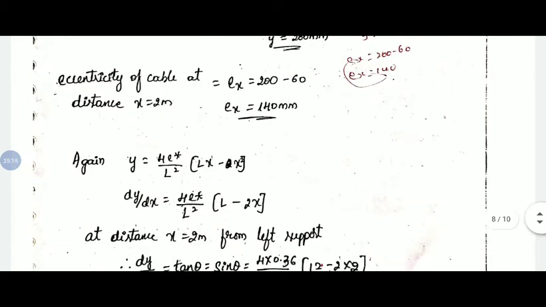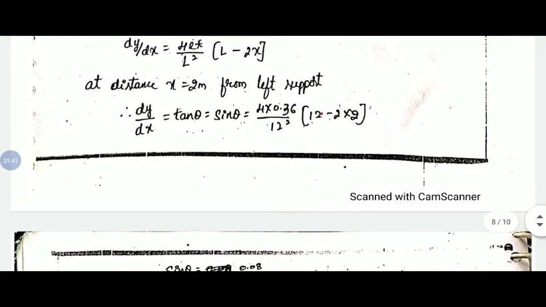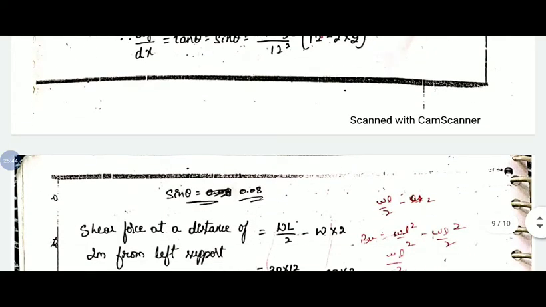Again we need to consider the same equations because we need to calculate slope also. First derivative of the parabolic equation will give us the slope. So dy by dx equals 8 E star by L square into L minus 2x. So x equals 2 meter again. Tan theta is almost equal to sin theta. So at a 2 meter distance the slope of the cable is 0.08.